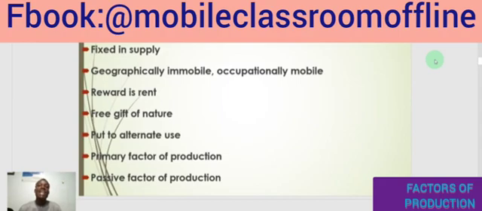Geographical here is talking about location, and mobile is talking about movement. So what it means is that by location, land can never move. That is geographically immobile. It is impossible for land to move from one location to another. But occupation here is talking about what the land can be used for. However, the same piece of land can be put to different functions. So when we are saying it's occupationally mobile, it means that we can use it to do various activities.